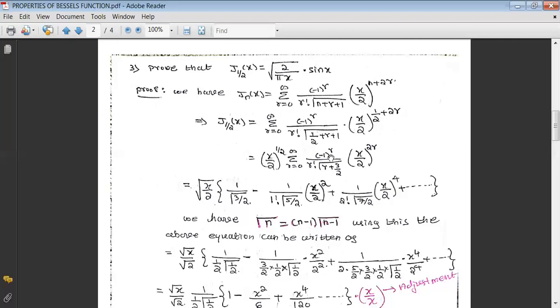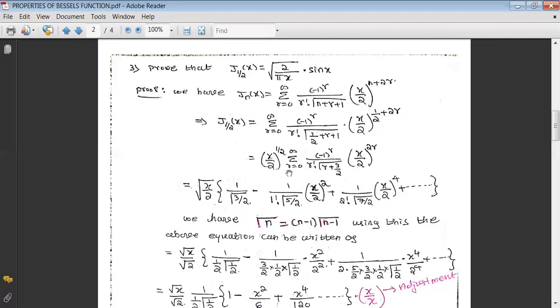Once you take r equal to 0, minus 1 raised to 0 is 1, 0 factorial is 1, and once you take r equal to 0, you will get gamma 3 by 2 that you have written here, and this x by 2 raised to 0, that is 1. Now the next value, r equal to 1. If I take r equal to 1, that becomes minus 1 raised to 1, that is minus sign. Then that becomes 1 factorial. Then gamma 1 plus 3 by 2, that is 5 by 2. Then this becomes x by 2 raised to 2, that is x square.